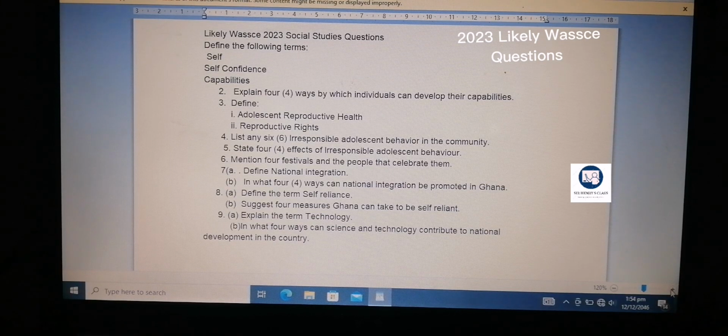We'd like to take some WASSCE questions that are likely to be given to students in this year's 2023 WASSCE.